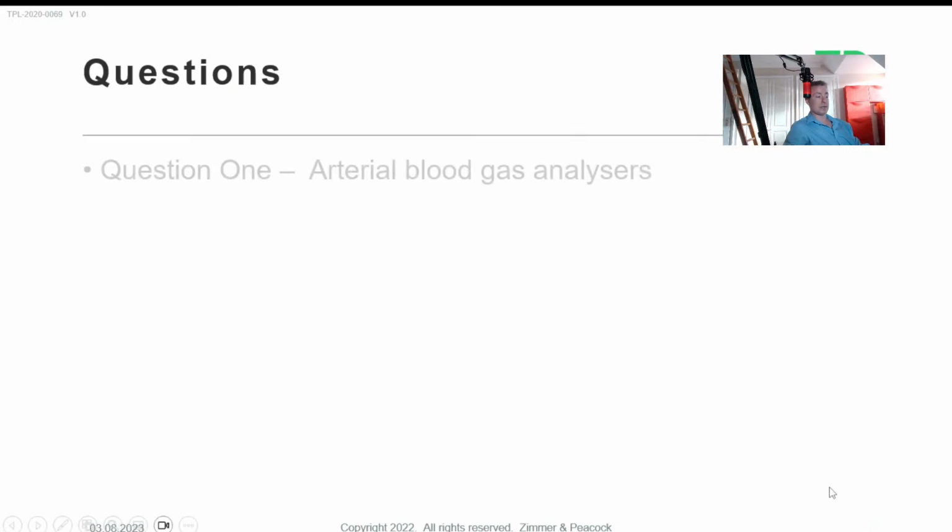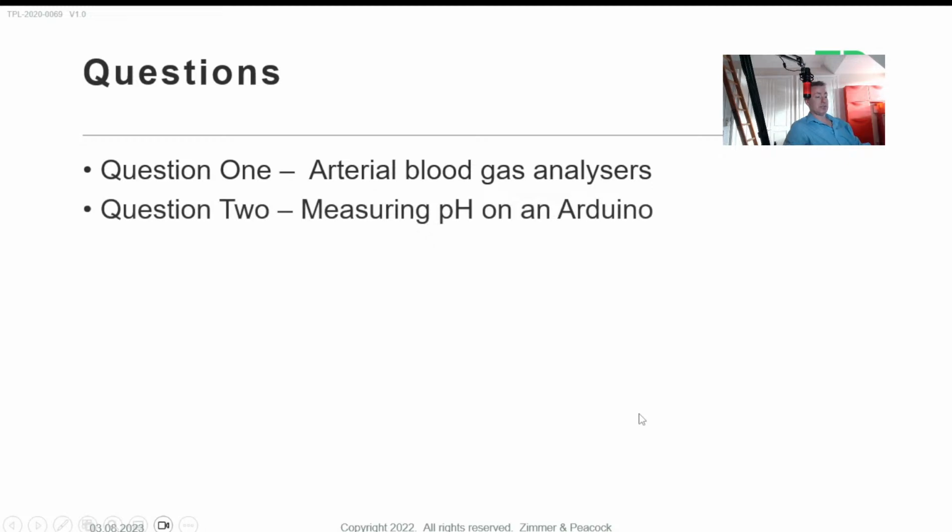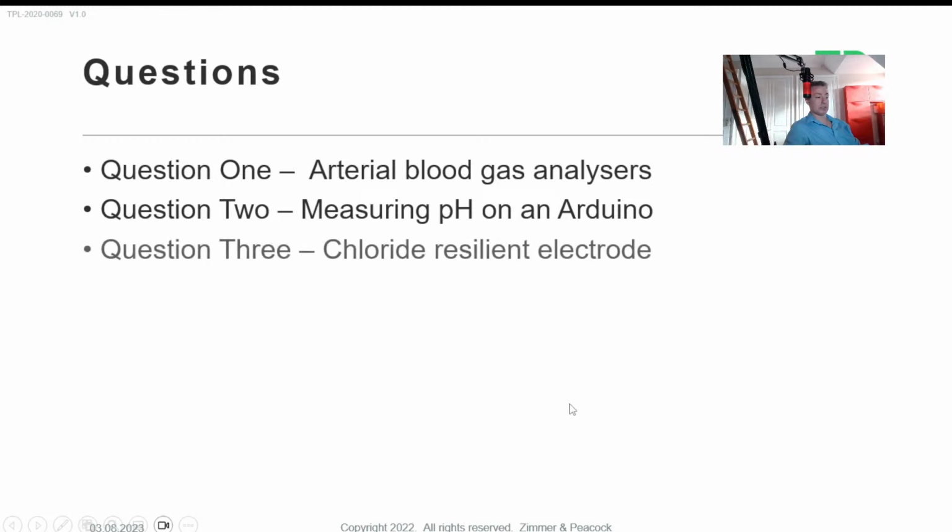So the questions that have come in this week are: how do we detect, or how do we make sensors for arterial blood gas analyzers? I will discuss that. A quick question on the measurement of pH on an Arduino. I did answer it during the week, and I think the person's probably already taken action upon it, but I'll just mention it anyway. How to make a chloride resilient electrode.